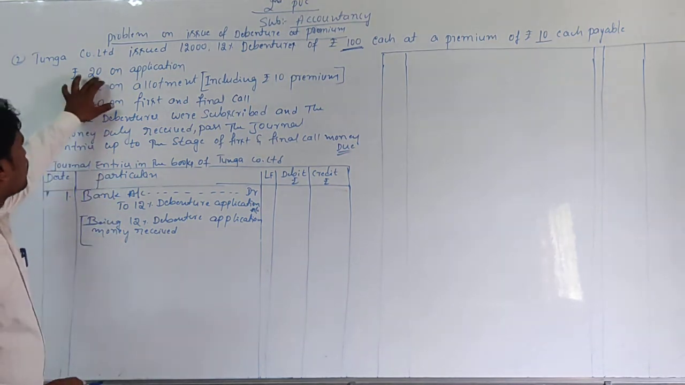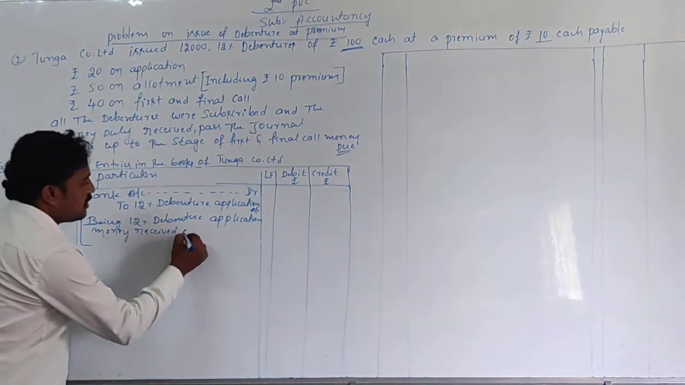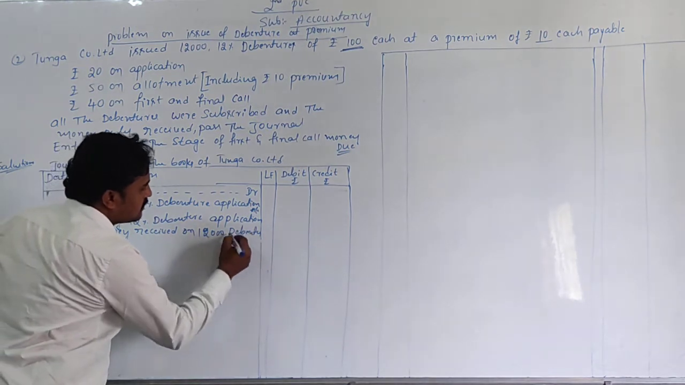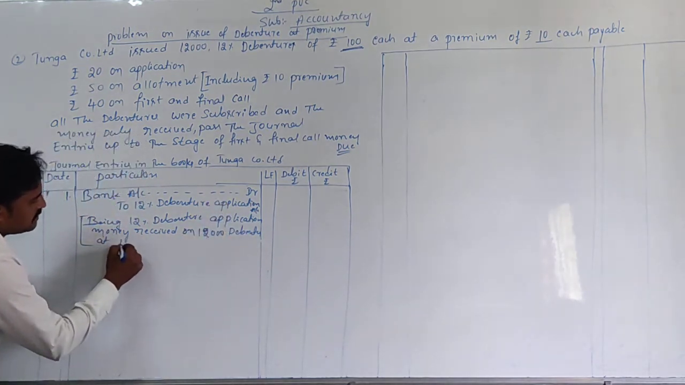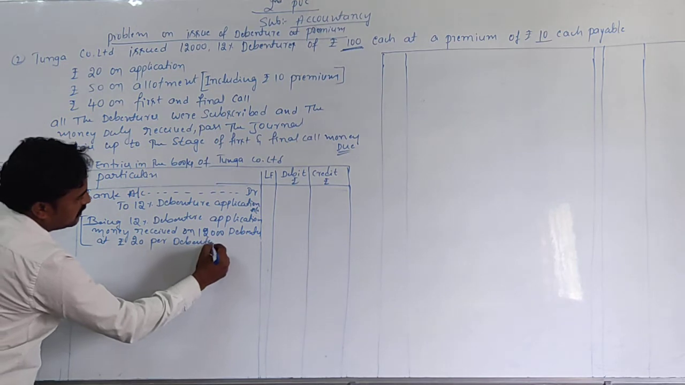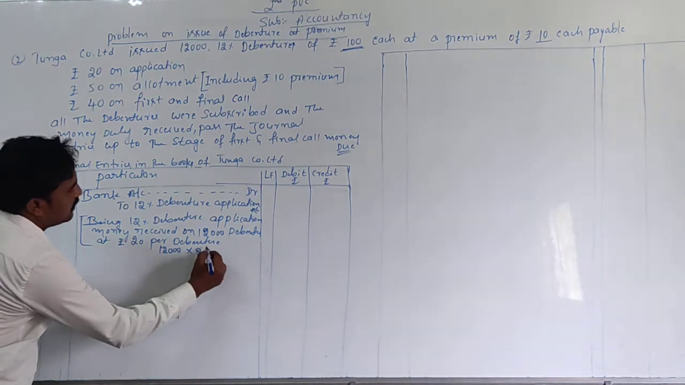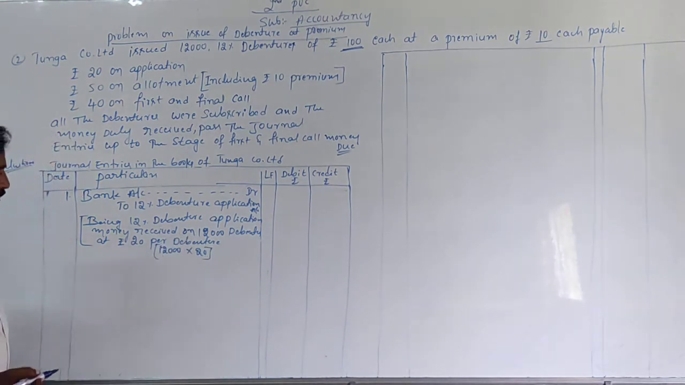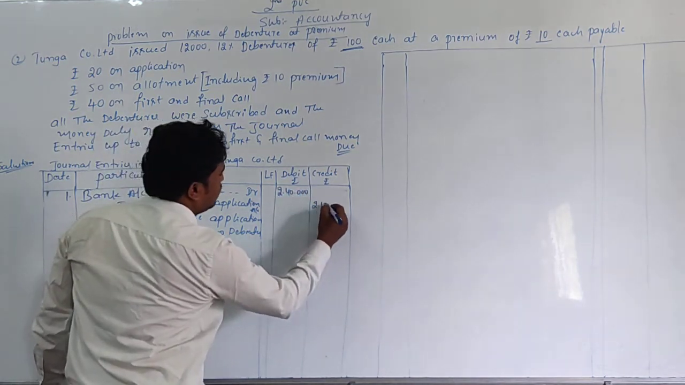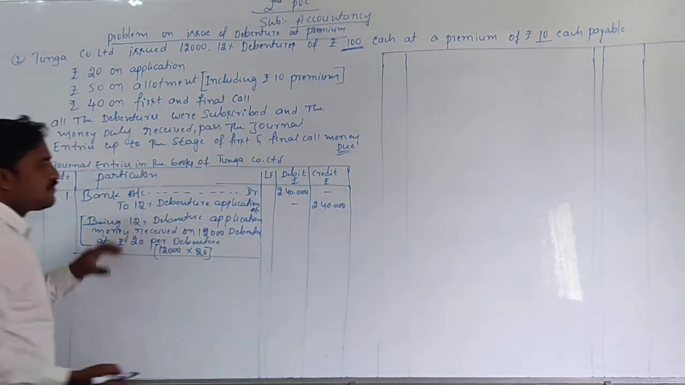How much did they receive? 20 rupees for 12,000 debentures. 12,000 debentures at rupees 20 per debenture. So 12,000 into 20, 12 twos are 24, so 2,40,000.